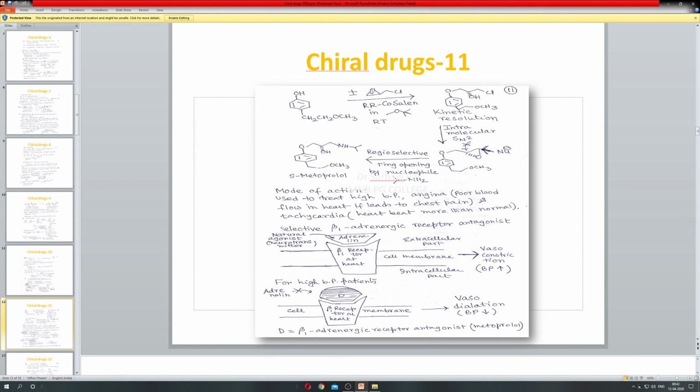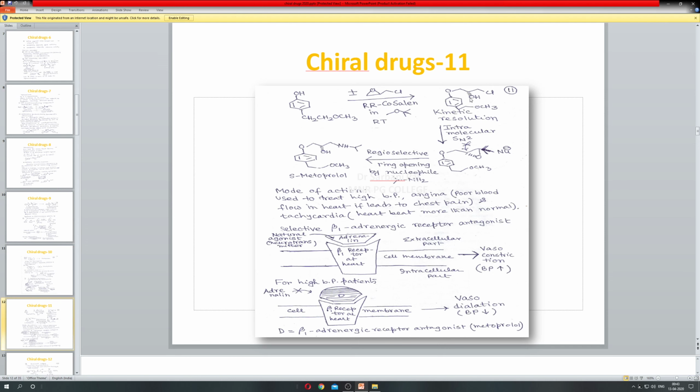The next carbon will have OH. This carbon also will be attached with the CH2Cl. So this oxygen is the phenolic OH, this is the epoxide CH2, and this is the next carbon which will have OH, and this is the chiral center. And when it is treated with the RR cobalt salen complex, we get exclusively this enantiomer.